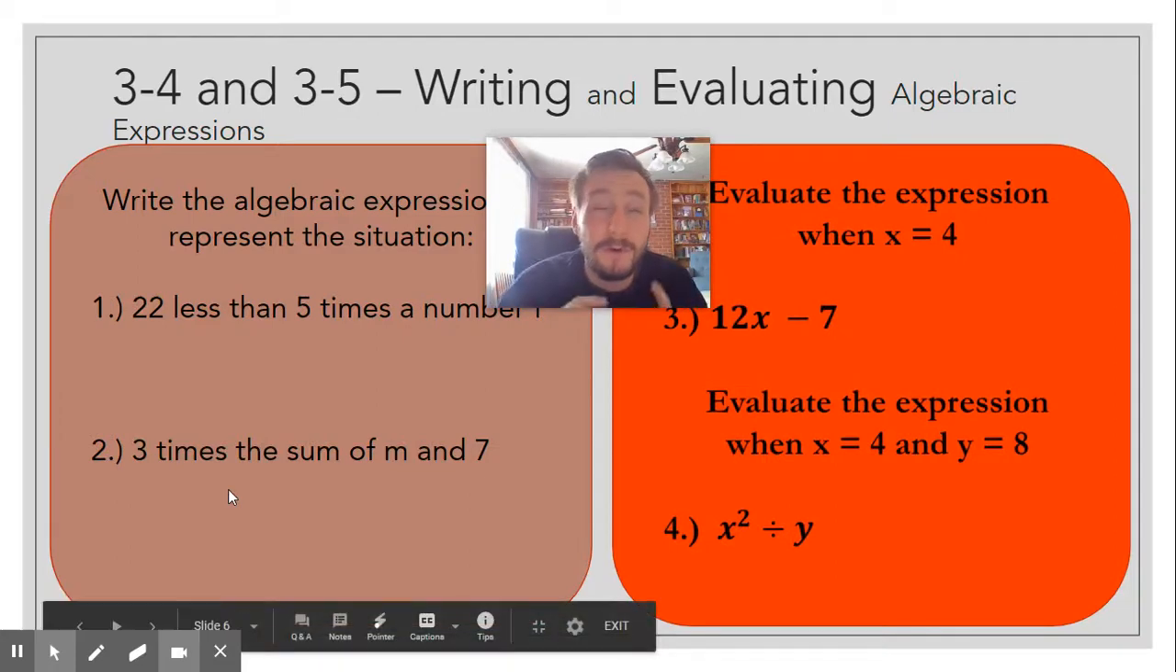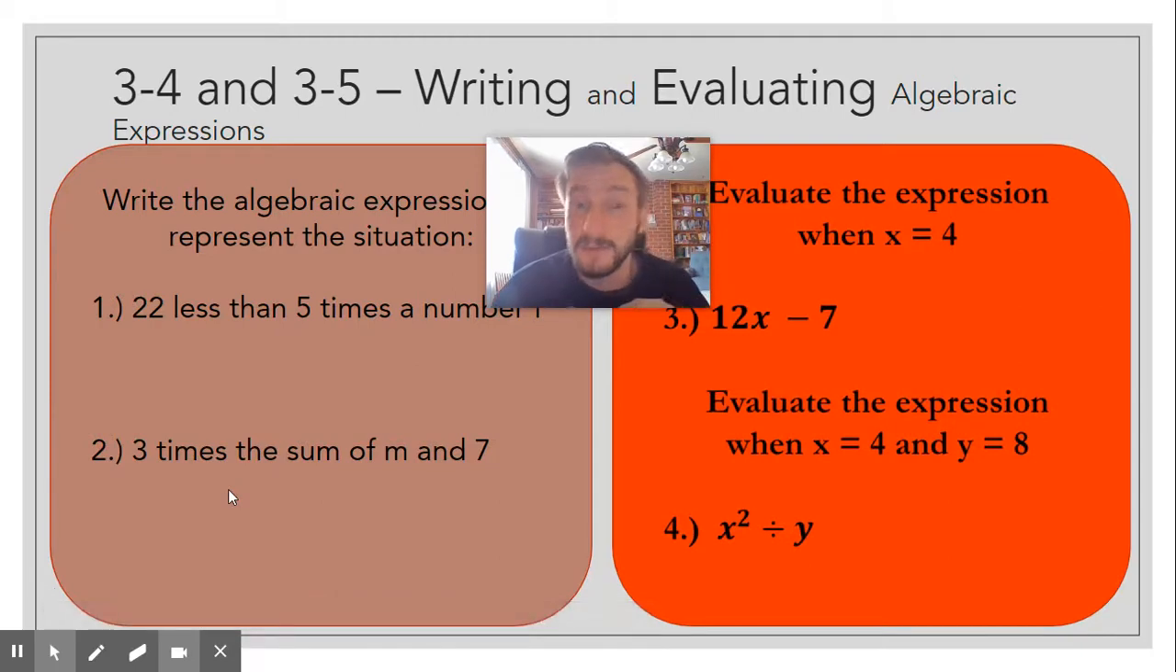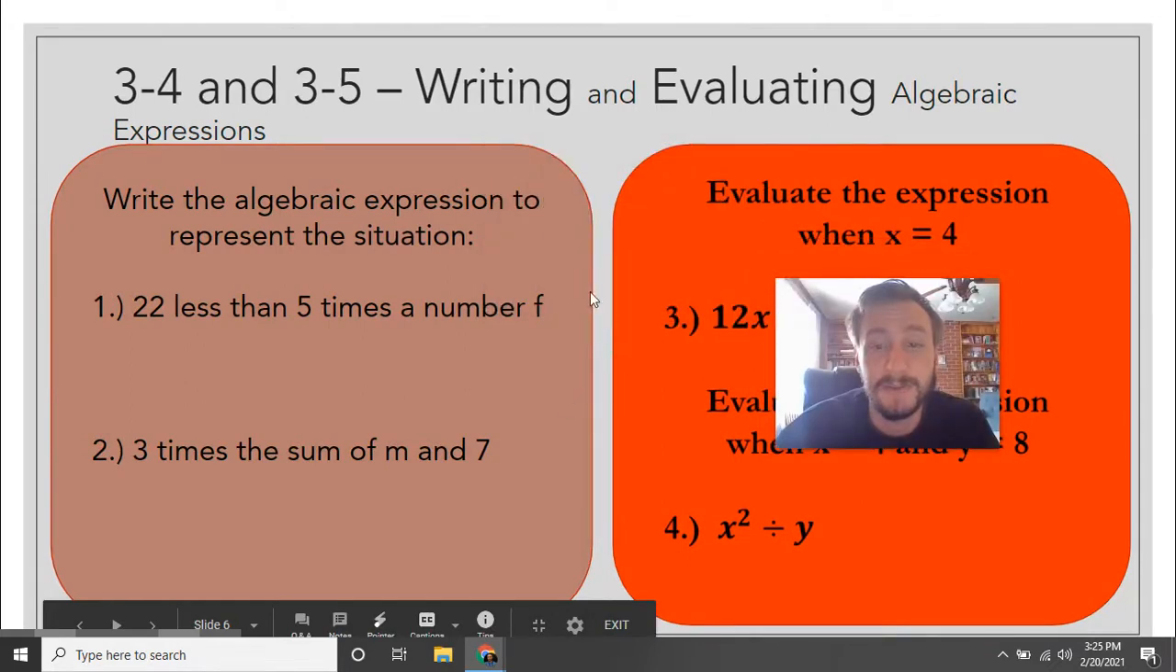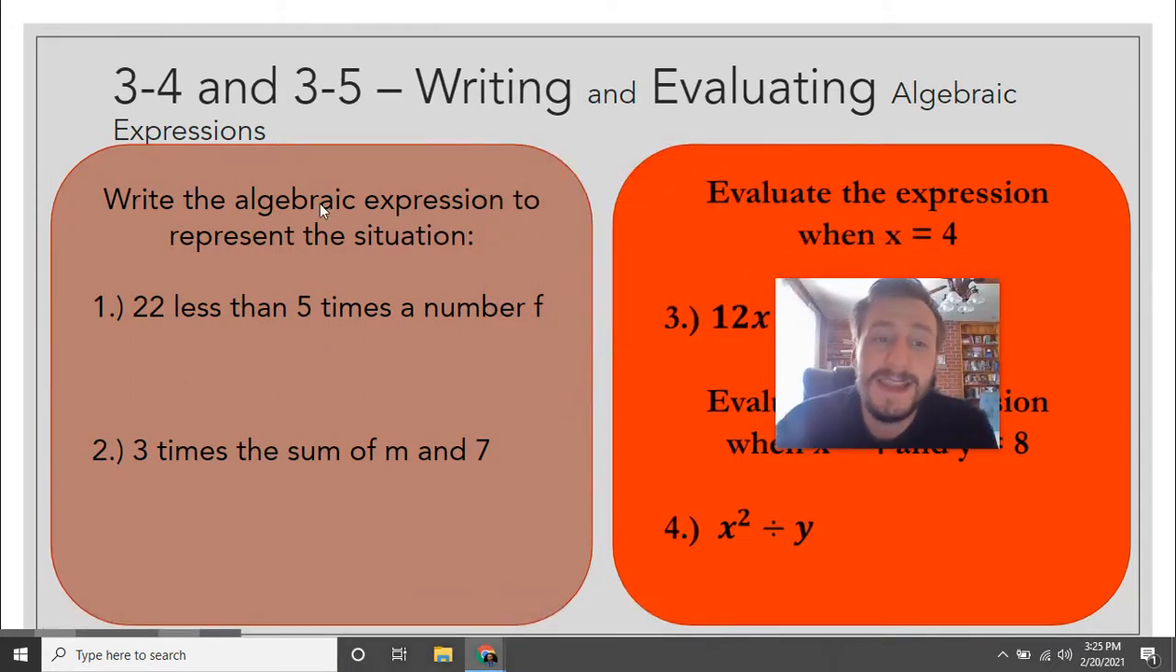Now, 3-4 and 3-5 dealt with algebraic expressions for the first time. And that's where we had to take a sentence and write out an algebraic expression, or we had to solve an algebraic expression where I give you the answer or I give you the value of a letter, a variable, to plug into an expression, and you just had to solve it. So let's first start with writing an algebraic expression. So this stuff over here. It says write the algebraic expression to represent the situation.